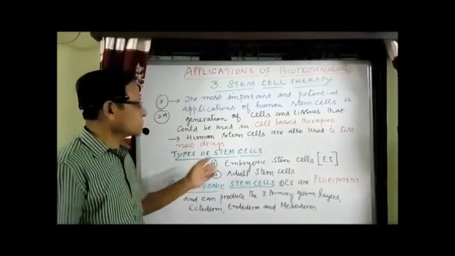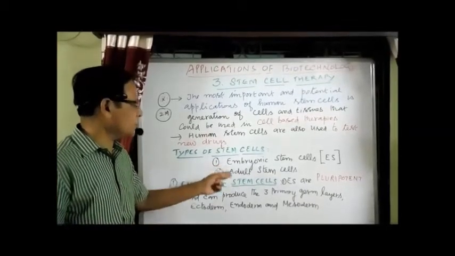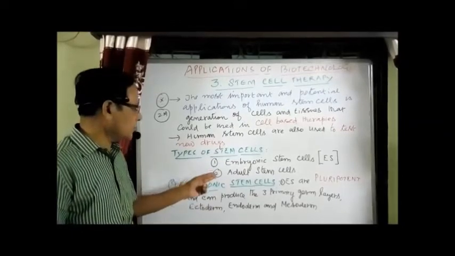Now, what are the types of stem cells? There are two types of stem cells. One, embryonic stem cells found in the embryo, and another, adult stem cells.